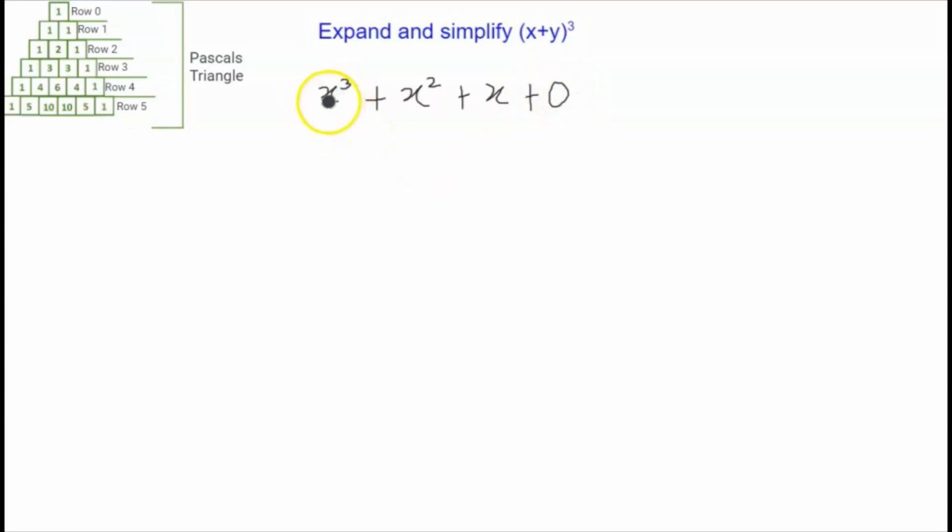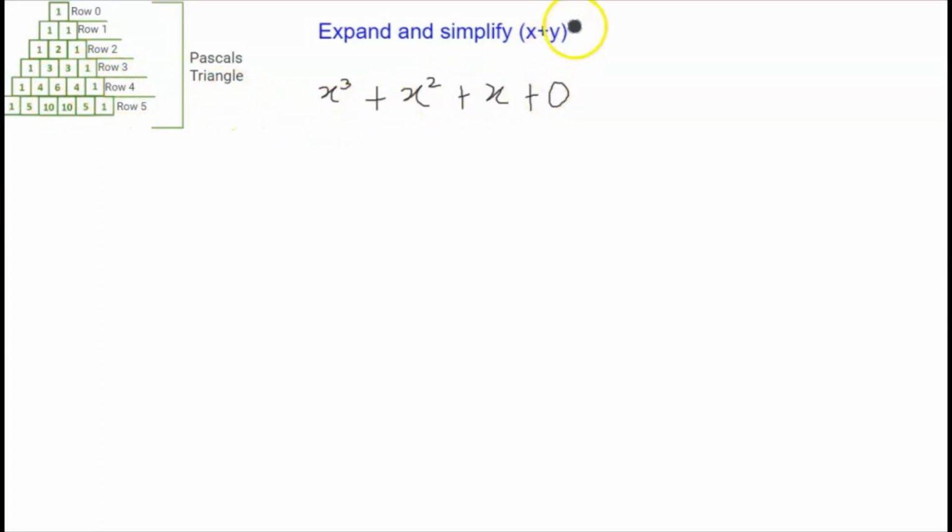And the next thing we're going to do is add in our coefficients. A coefficient is a number that goes in front of your value. It's hard to explain, but I'll just show you. If you have, for example, 5x squared, 5 would be the coefficient. This is what we call it. And Pascal's triangle gives us these coefficients.